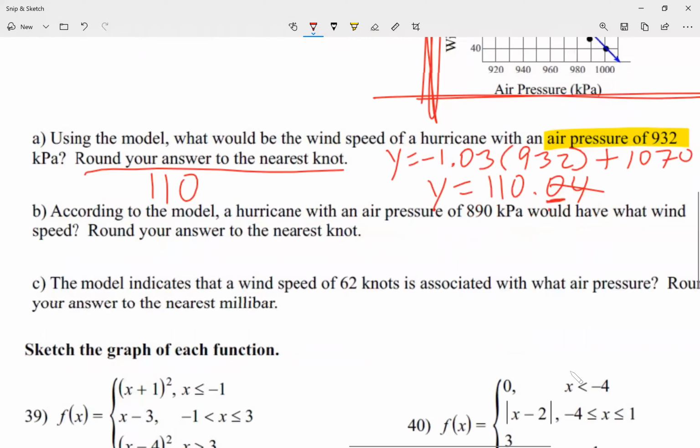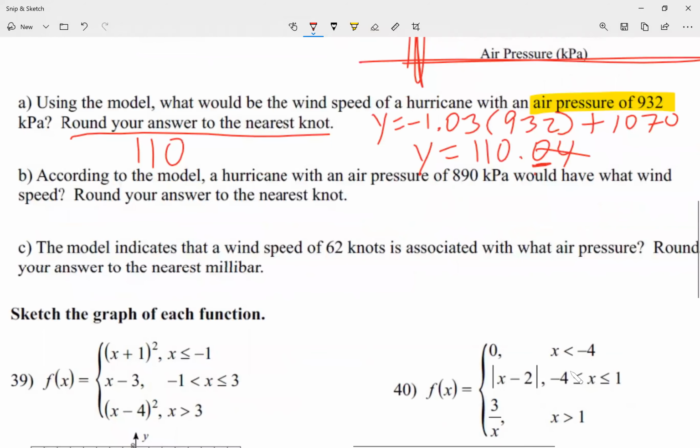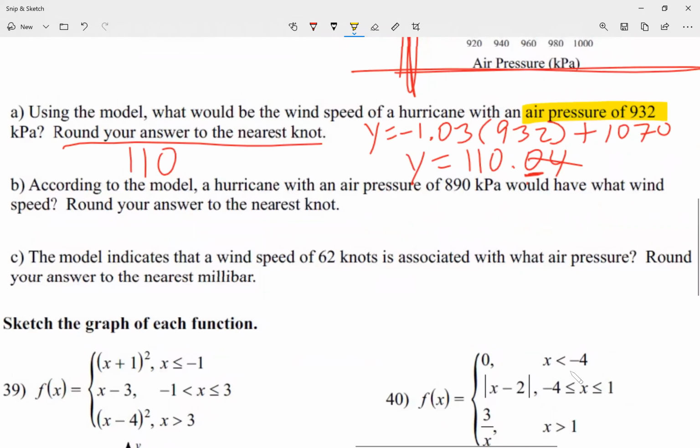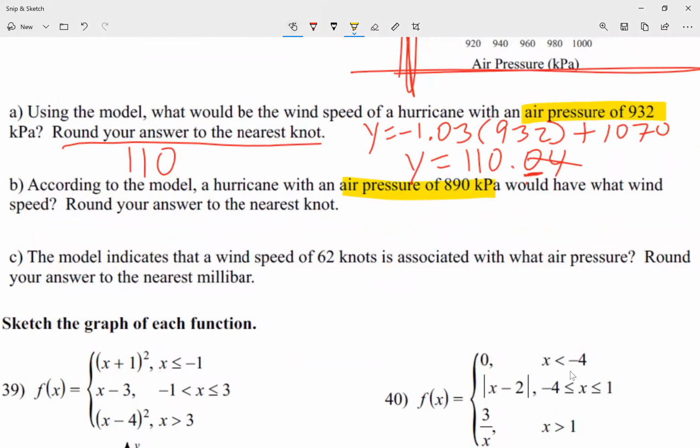Second question. According to the model, a hurricane with an air pressure of 890. Right? Is that number the X value or the Y value? Air pressure, we said it was the X value. And then it's asking what wind speed. Okay. So let me use my formula. Y equals negative 1.03. Instead of X, I'm going to use 890, plus 1070.